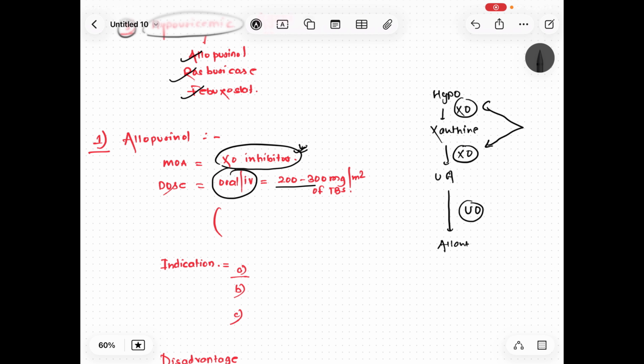It is 200 to 300 milligram per meter square of the total body surface area. So this comes to around 300 mg per day, orally or IV, so 100 mg TDS.